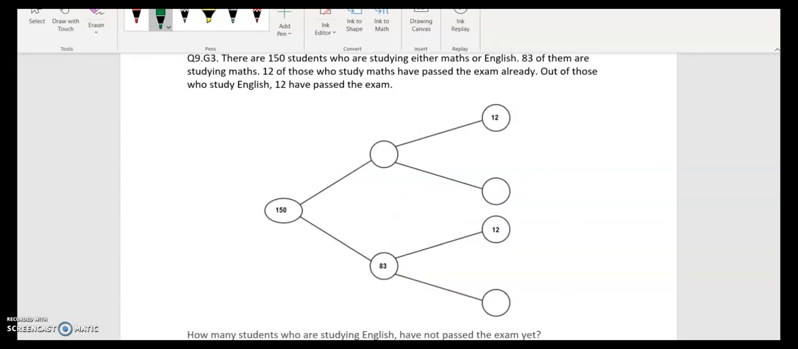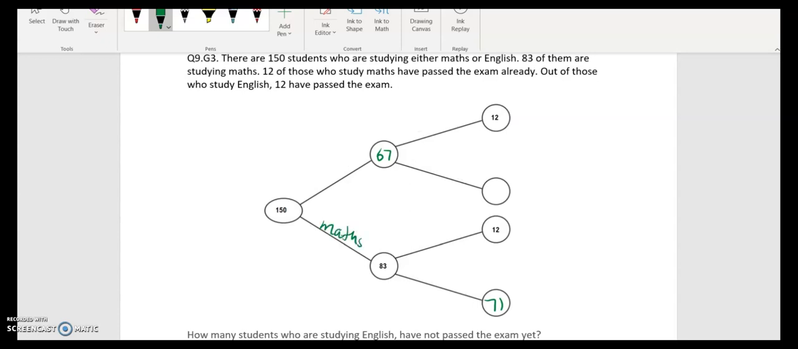Question number 9. There are 150 students who are studying either maths or English. 83 of them are studying maths. So we can work out how many are studying English through that. So 150, take away 83, 67. 12 of those who study maths have passed the exam already. So we can work out how many have not passed the exam already. So we have 83, take away 12, which is 71.